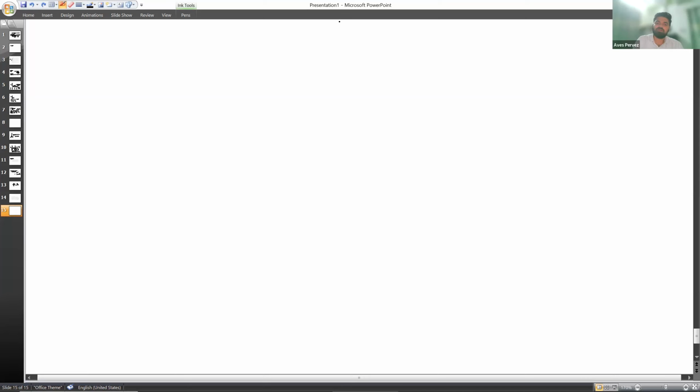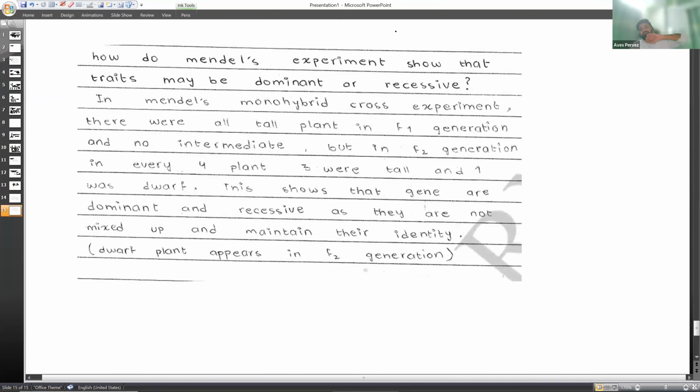Note it down here. How do Mendel's experiments show that traits may be dominant or recessive? In the monohybrid cross experiment, there were all tall plants in the F1 generation, no intermediate. But in the F2 generation, for every 4 plants, 3 plants were tall and 1 was dwarf. This shows that genes may be dominant or recessive, as there was no mixing up and they maintained their identity.